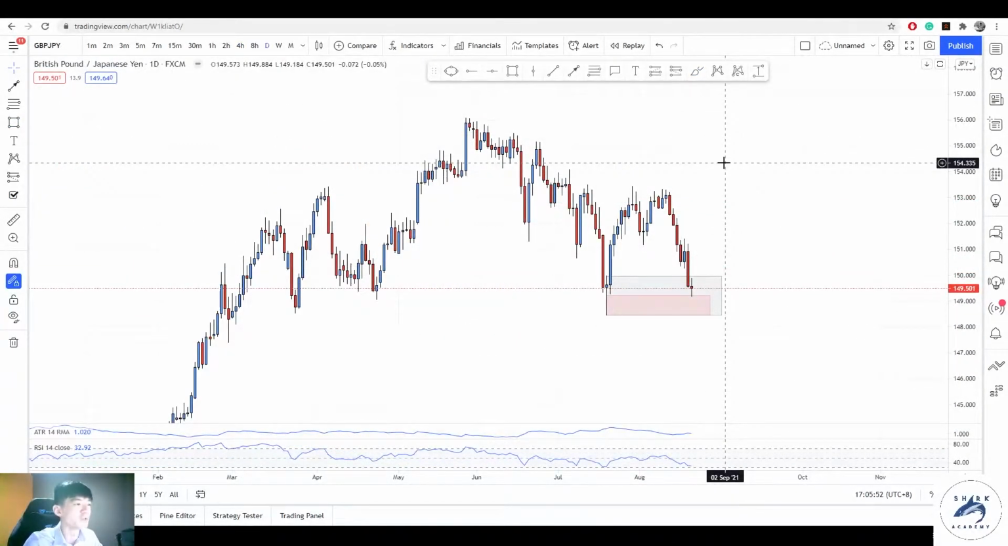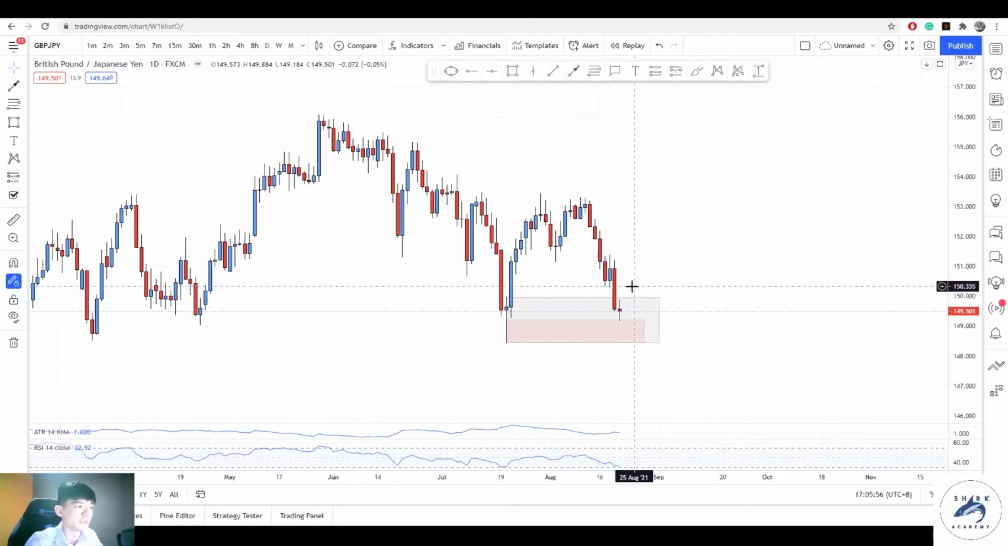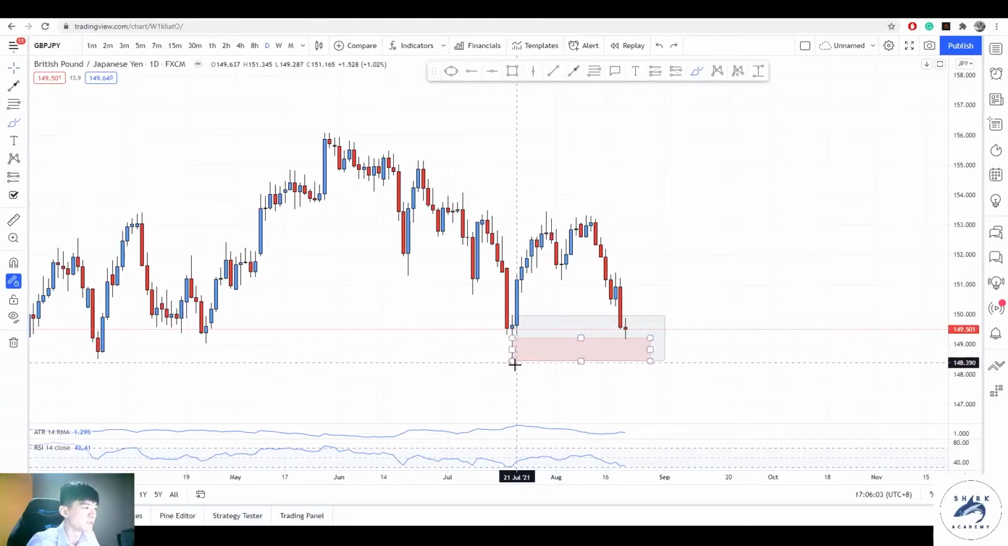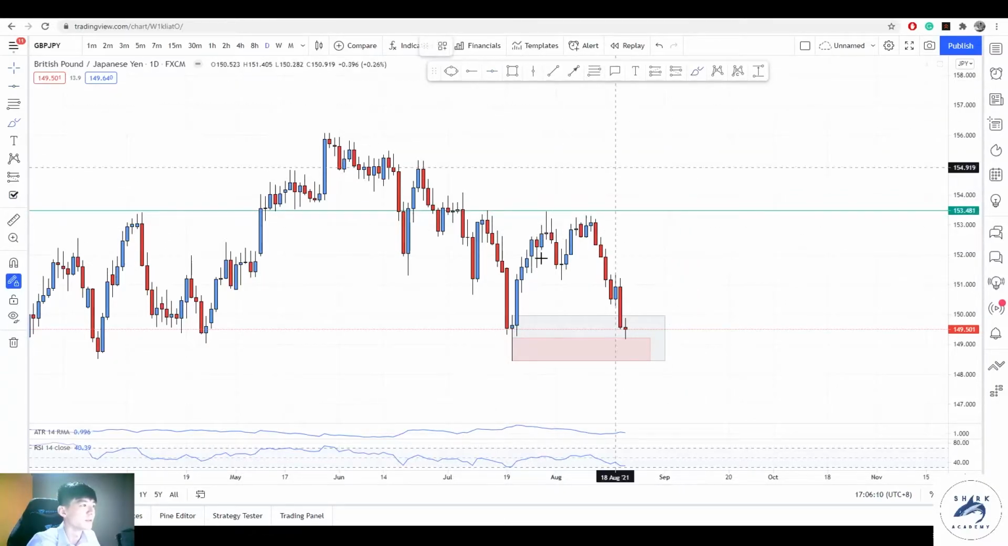Next, we have the pound yen, and currently we have a demand zone over here where price taps into. But the problem with this demand zone is that it didn't break out of structure. You can see over here, this demand zone didn't break this high. Okay, so let me just use this. It didn't break this high. So can you see the difference?